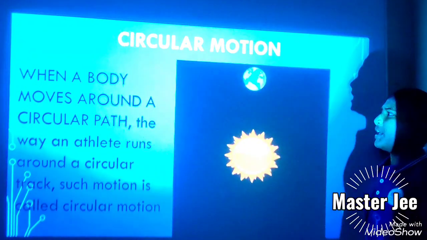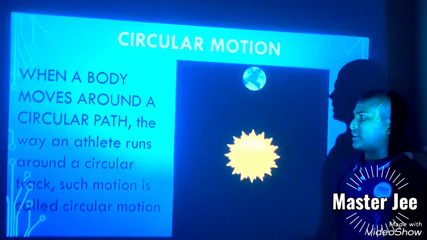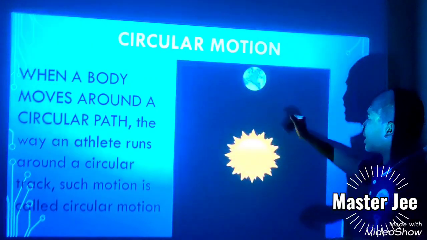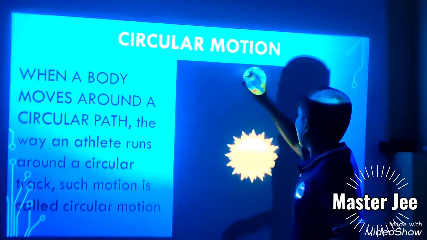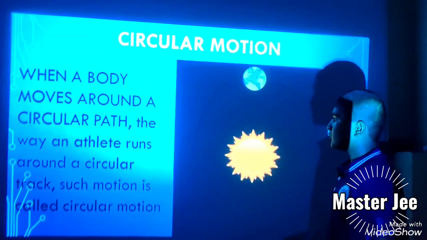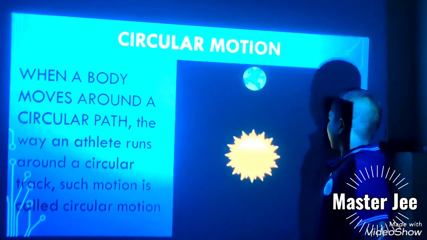Circular motion. When a body moves around a circular path, the way an athlete runs around a circular track, such motion is called circular motion. So here, the earth moves around the sun. So it is a circular motion.